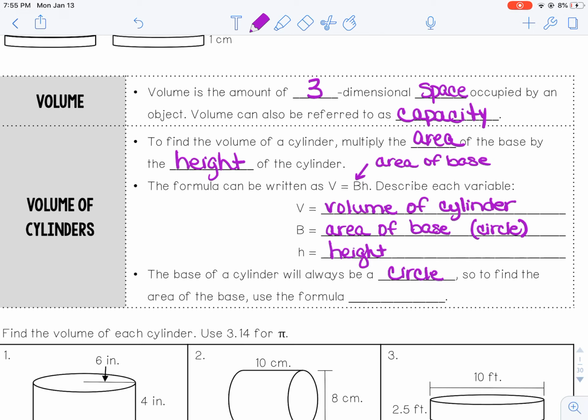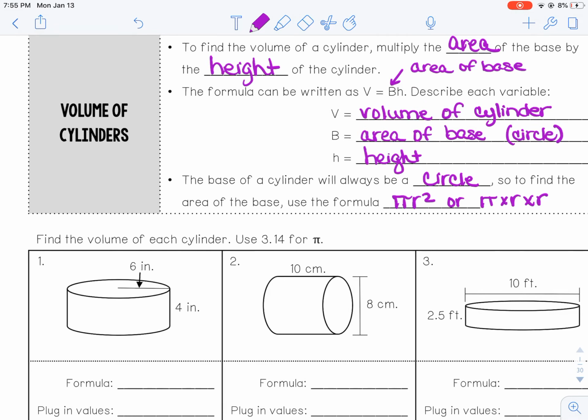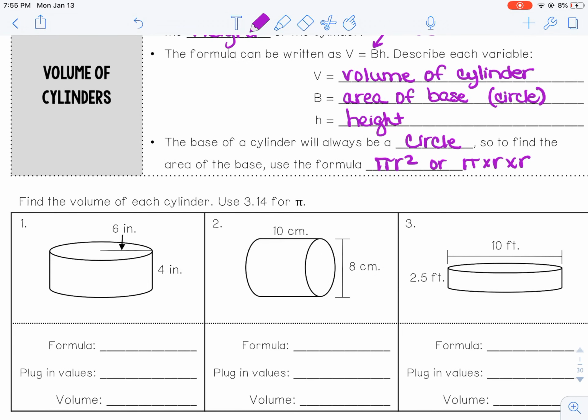If you look at the picture above, you've got the coins, and coins make a circle. So to find the area of the base, you need to use that formula, pi r squared, or in your calculator, you can do it as pi times r times r. You'll always have instructions that tell you what to use for pi. If you don't, that means you can use anything. You can use 3.14 for pi, you can use the pi button on your calculator, you can even use 22/7. But if it explicitly tells you what to use for pi, you must use that.